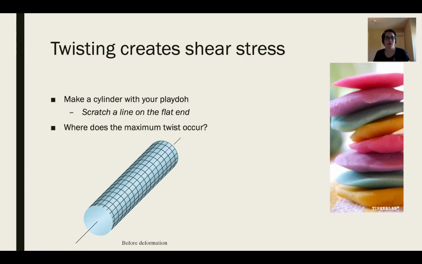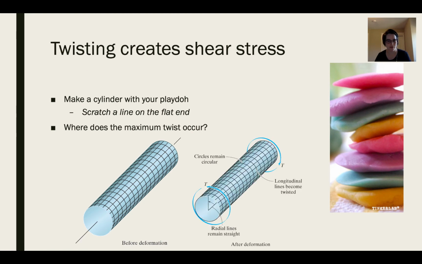So now we're going to talk about a special case that causes shear stress, and that is twisting. So to think about this, I want you to take your Play-Doh cylinder, make another cylinder, and scratch a line on the flat end. So down here on the flat end. You can also scratch one of the lines shown here if you want. Then I want you to take it with both hands and twist it. And then I want you to notice what happened to the lines.